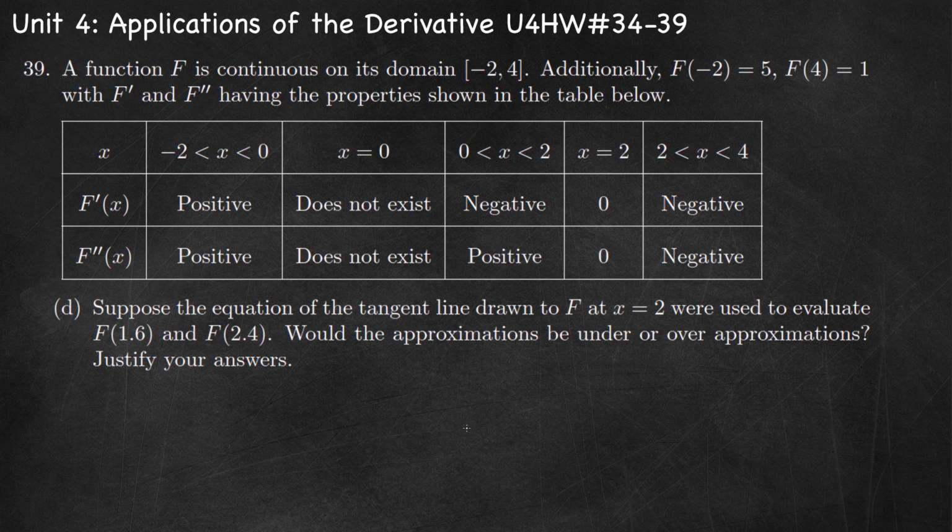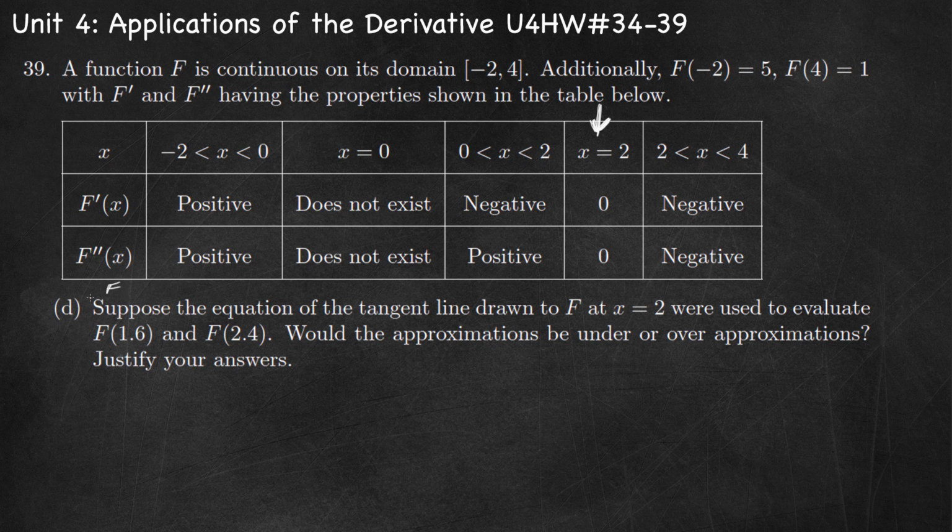Part D, suppose the equation of the tangent line drawn to f when x is 2 were used to evaluate f of 1.6 and f of 2.4. Would the approximations be under or over approximations? At x equals 2. So let's see what's happening at x equals 2. Here's x equals 2. At x equals 2, we have an inflection point. The second derivative is changing from positive to negative.